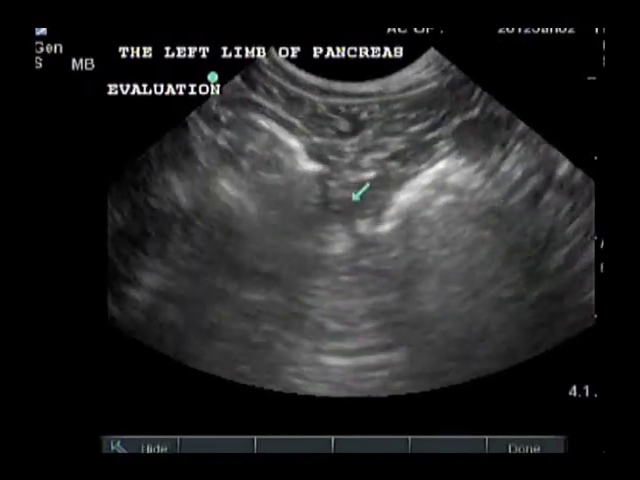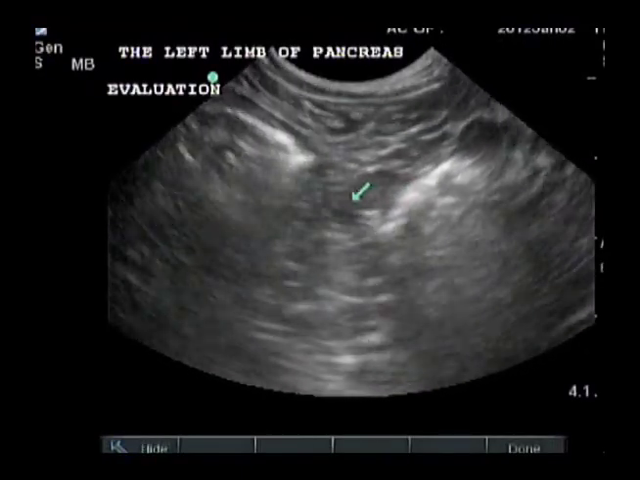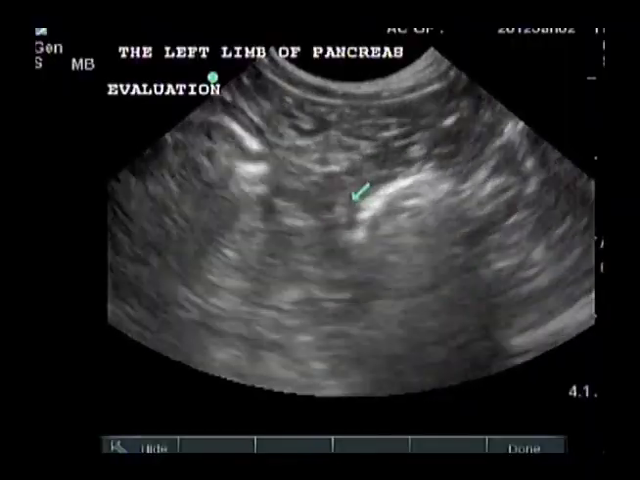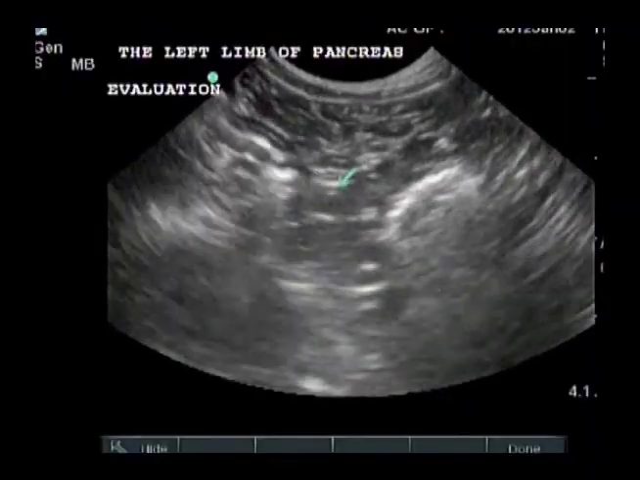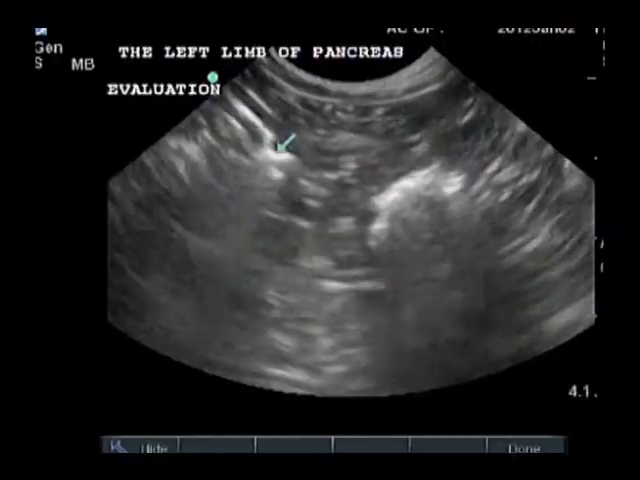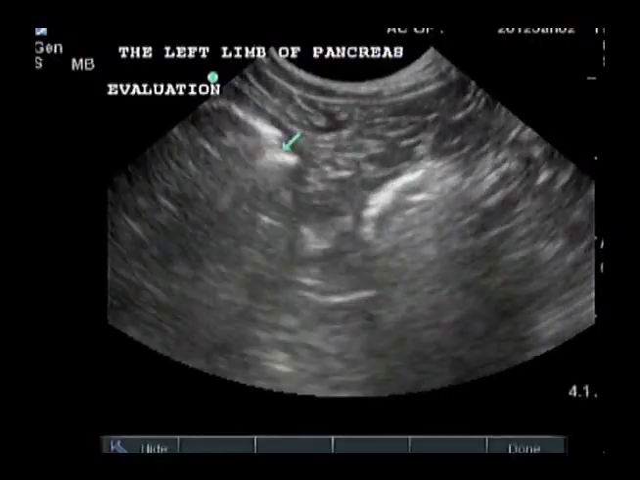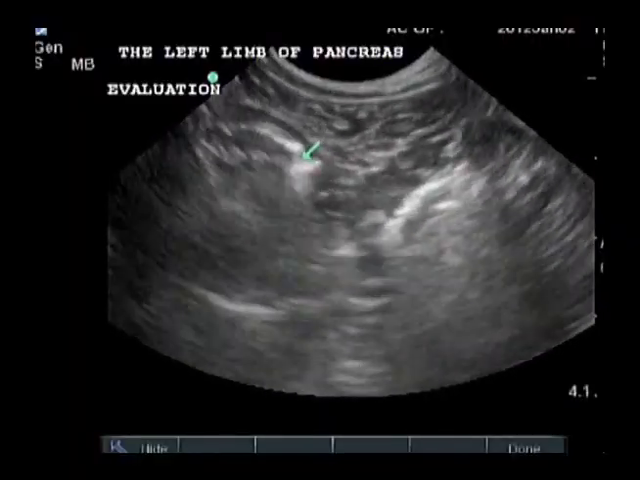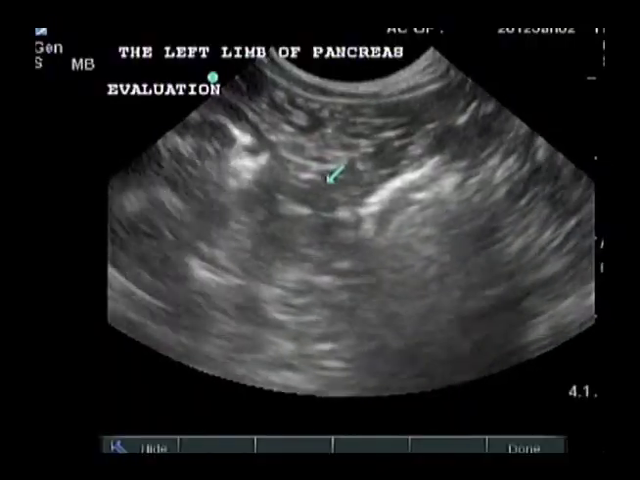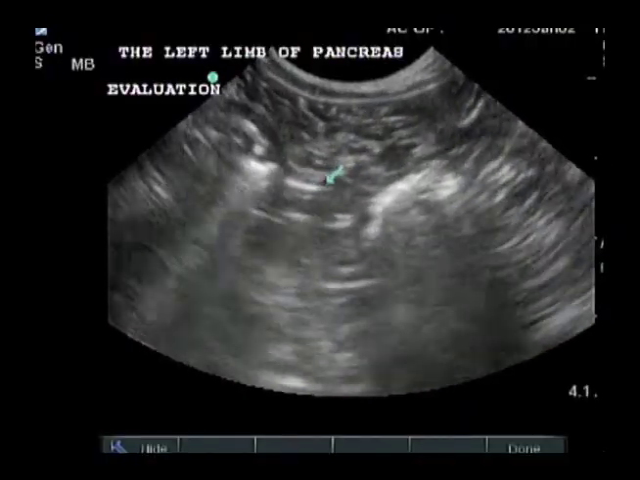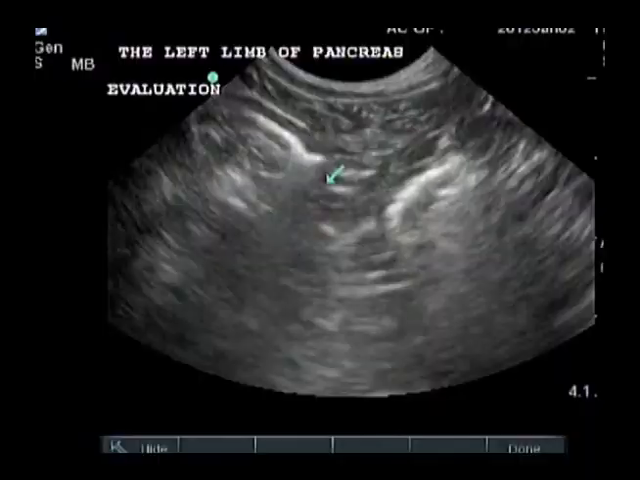Normal pancreas is evaluated during the evaluation of the caudal stomach wall and duodenum. Normal pancreas is often not even recognizable. Lesions in the area where the pancreas is supposed to be are usually pancreatic lesions.